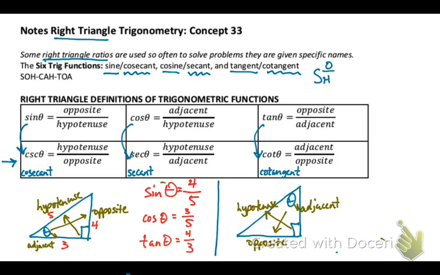Finally, there's a good acronym to help you remember sine, cosine, and tangent. So it is SOHCAHTOA, and this is how I write it. So I write S and then the O on top of the H. So it reminds me that sine is the opposite divided by or over the hypotenuse. Cosine is adjacent over hypotenuse, and tangent is opposite over adjacent. SOHCAHTOA.